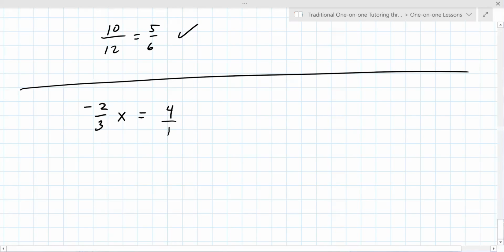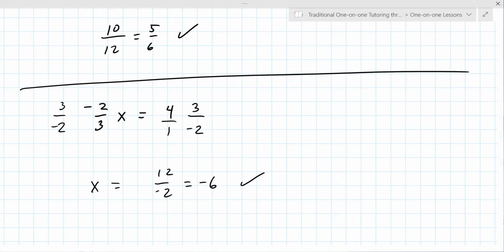Is it -6? So I'm just going to show the work here. You're going to multiply by 3 over -2 on both sides. So x equals 12 over -2, which is -6. Yep, that's what I said. All right, so let's move on to 22.